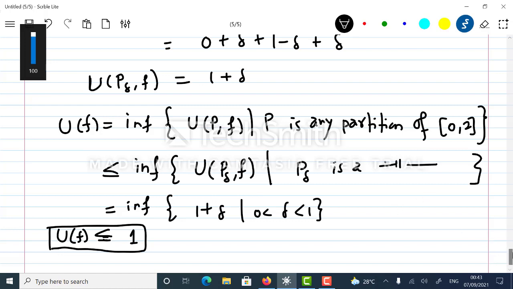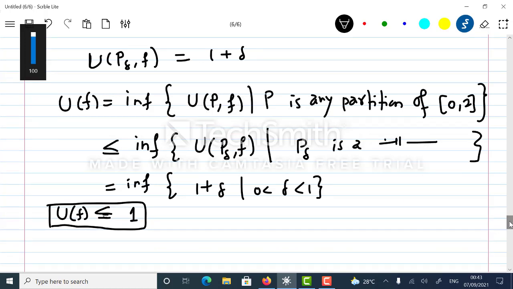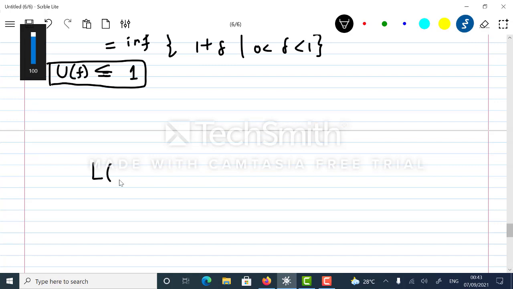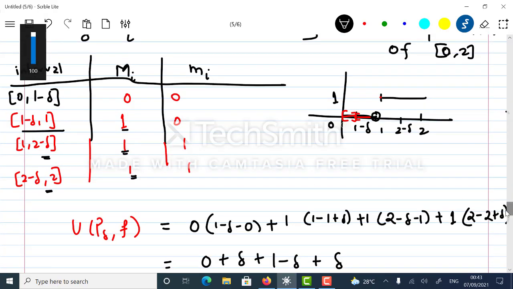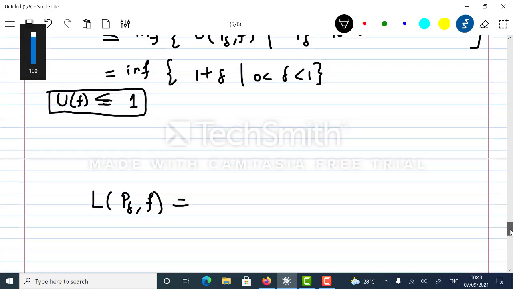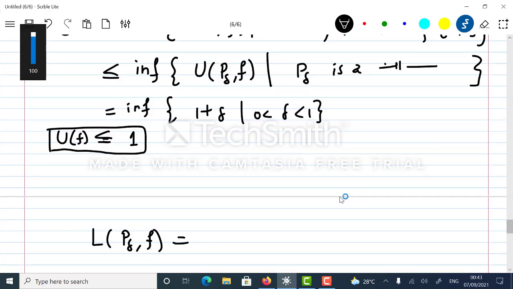Similarly, I wanted to find out what is L P delta F. Now again I am not solving it because this table I have already written: 0, 0, 1, 1. So this L P delta F will turn out to be 1 now here.